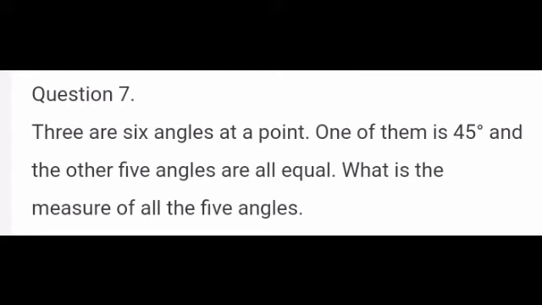Okay students, listen. Question number 7. There are 6 angles at a point. One of them is 45 degree and the other 5 angles are equal. What is the measure of all the 5 angles? Here 6 angles are at the point. That means for this sum we have to take the angle at a point, which is equal to how much degree? 360 degree. One of the angles is given, then the remaining angles we have to find out.